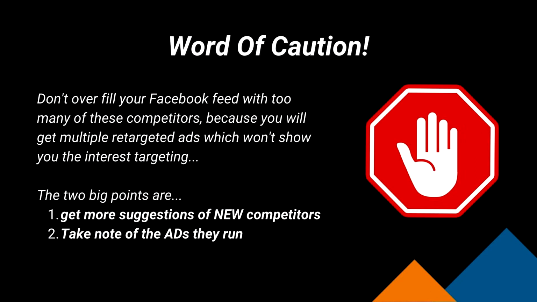Now, once you've done all of this, give it some time. It might not come up immediately, but once Facebook picks up the data, it will start showing you your competitors' ads. And something real quick to mention, because if you do go to multiple competitors' sites, you will most likely get their retargeted ads. And one thing you don't want to do is have your entire feed filled with all of these competitors, because otherwise you won't see what interests they're targeting, and will more likely show they targeted you based on going to their site.